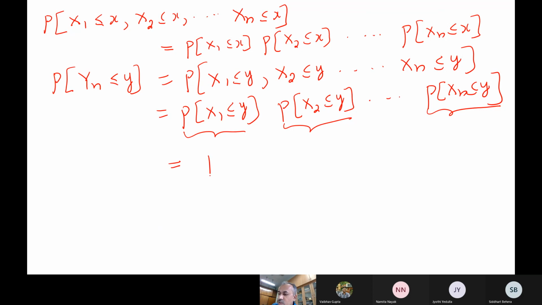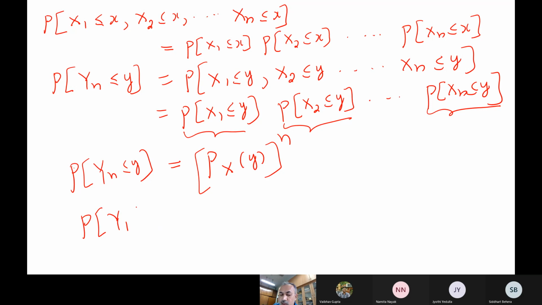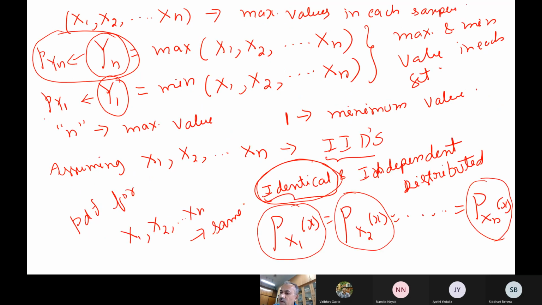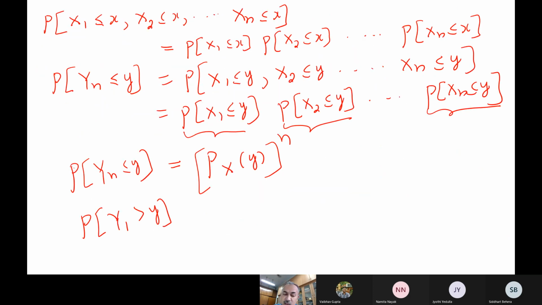So this then becomes simply P_X(y) whole to the power of n, because you are multiplying n times. So this is the probability distribution function for the extreme value. Now similarly, we can do it for the minimum value also, that is Y1 greater than y. This expression also can be calculated for the minimum value. We have seen the maximum, now the minimum.